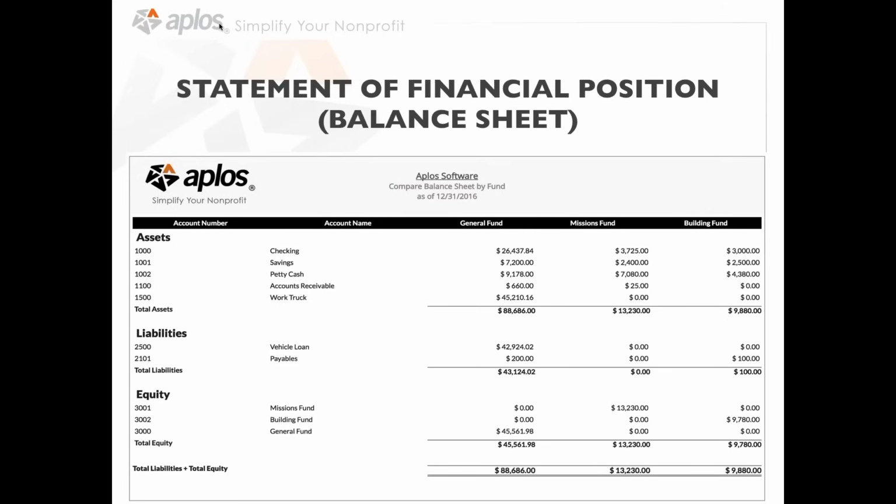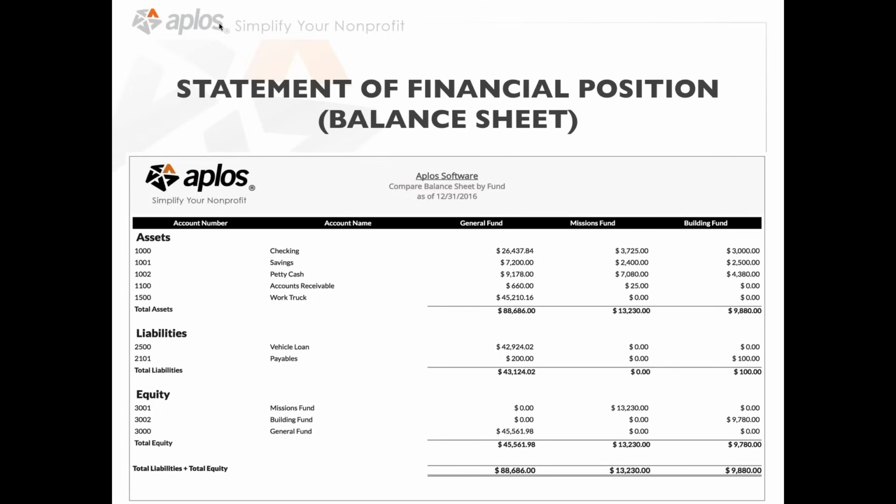So let's take a look at a statement of financial position. If you have a fund accounting system, and let's say that you've got 3 funds, general, missions, and building, you should be able to get to a balance sheet by fund. Because again, you have created the fund as an equity account, which means that it's now in the equation of assets minus liabilities equals equity.